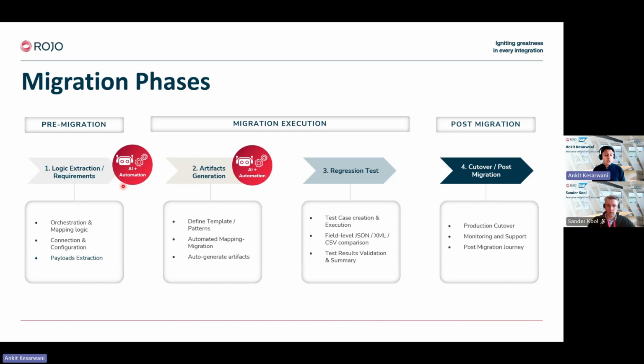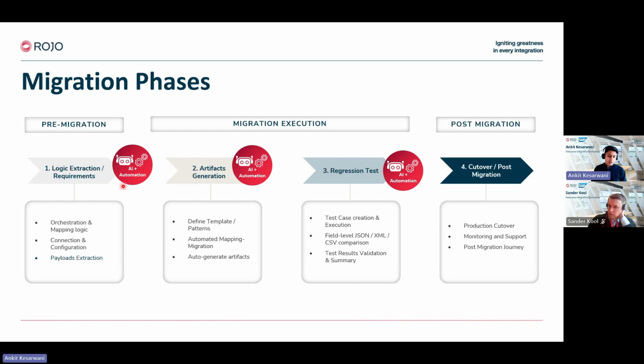And this is where we have already done the automation using AI capabilities, where, on the basis of defined templates and patterns, we generate artifacts, generate iFlows, and migrate the mappings from legacy middlewares to SAP Integration Suite. And then for testing, we are also using AI capabilities and automations on top of it to extract the payloads from the source system, run them through our migrated interfaces, and compare the results.